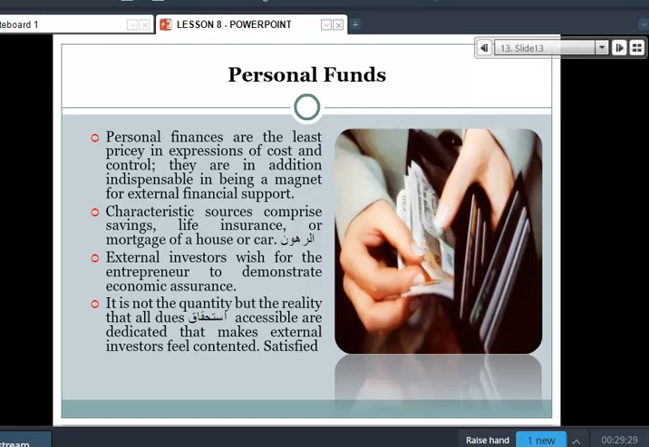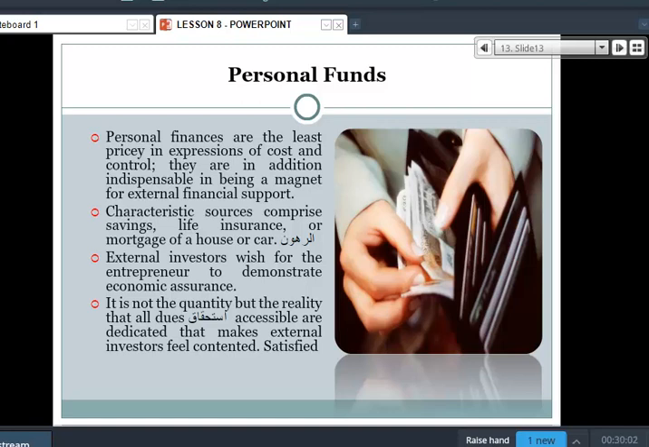What is personal funds? Personal finance is the least pricey in terms of cost and control. If you have $1,000, starting up a business is good. You might depend on this money to start your own small business. But as long as you are depending on your own money and not getting money from any financiers, you are safe and sound and you have full control of your business.